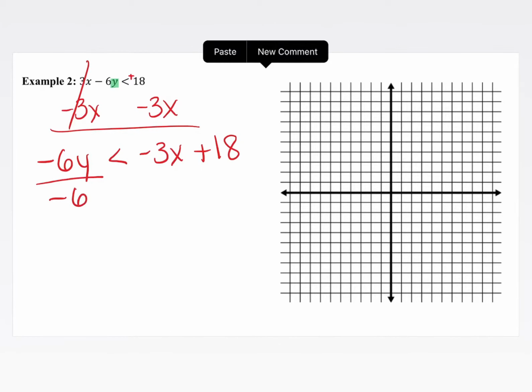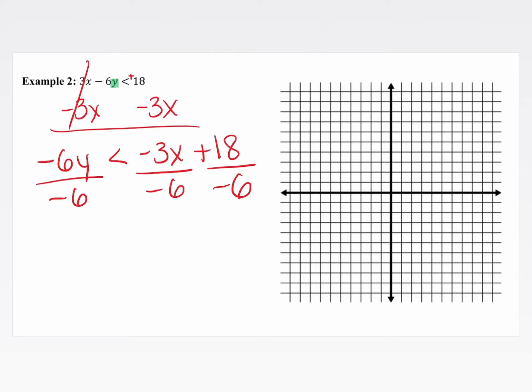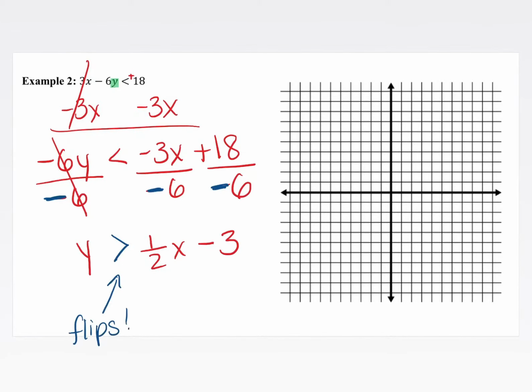Then we're going to divide everything by negative 6. Remember, everything gets divided by negative 6. On the left-hand side, it reduces, and we get y. Then negative 3 divided by negative 6 is going to be positive 1/2 x. And 18 divided by negative 6 is negative 3. However, here, because we're dividing by a negative number, instead of less than, we're going to change to greater than. So it flips. Remember, think back to topic 3. It flips because we divide by a negative. Whenever you multiply or divide by a negative, your inequality sign needs to change.